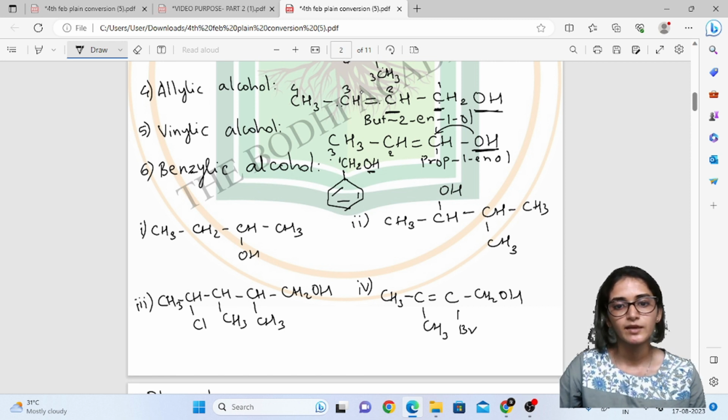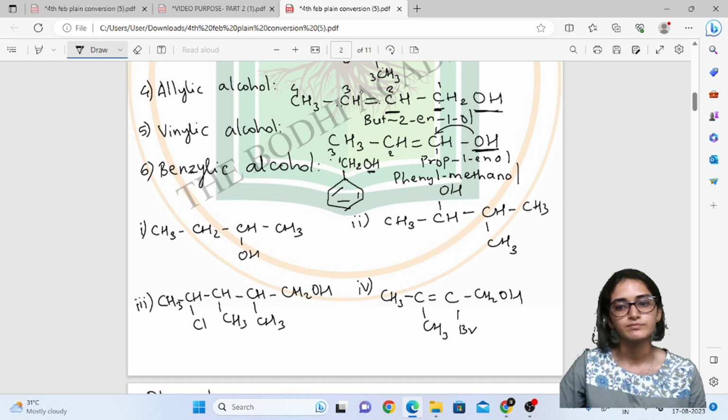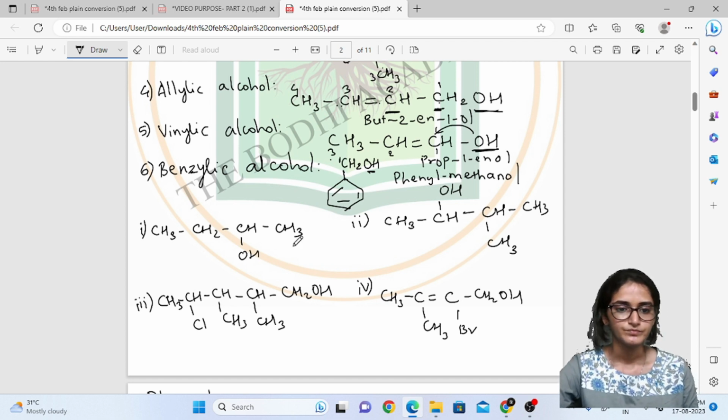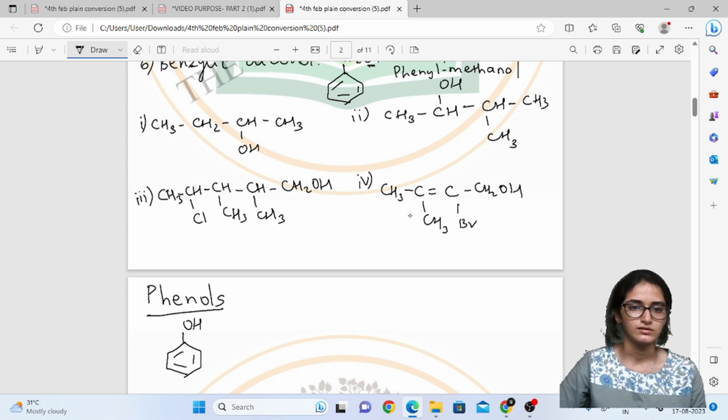So what will be the name here? This will be 1-phenyl. Now there is number 1, so no need to write 1 also. So directly you can write phenyl methanol. So the IUPAC name of this compound will be phenyl methanol. Now here are some examples. We will try naming these compounds.